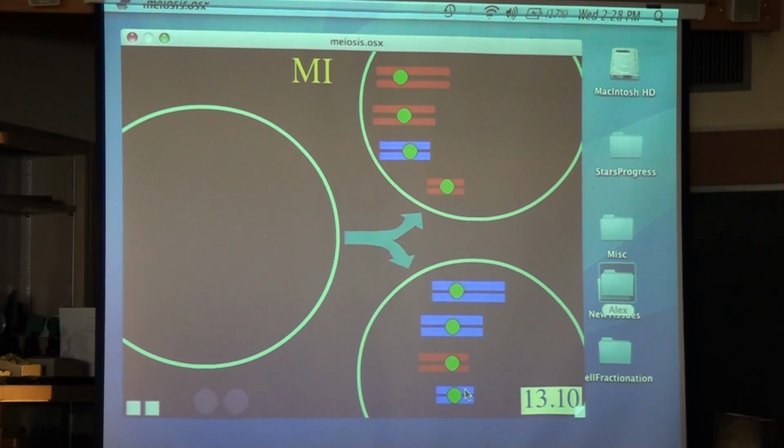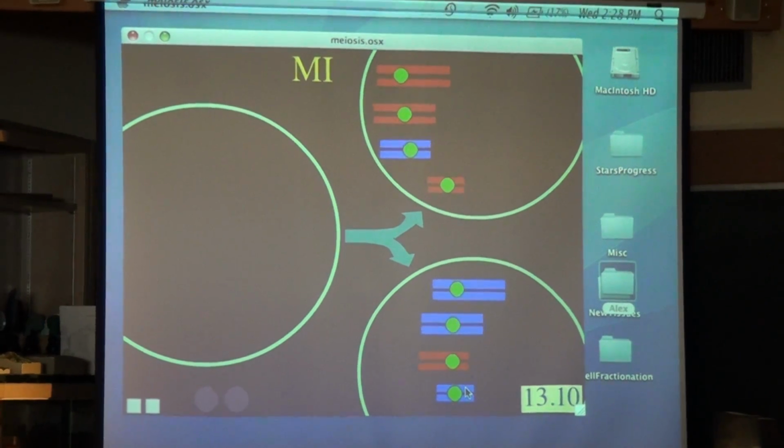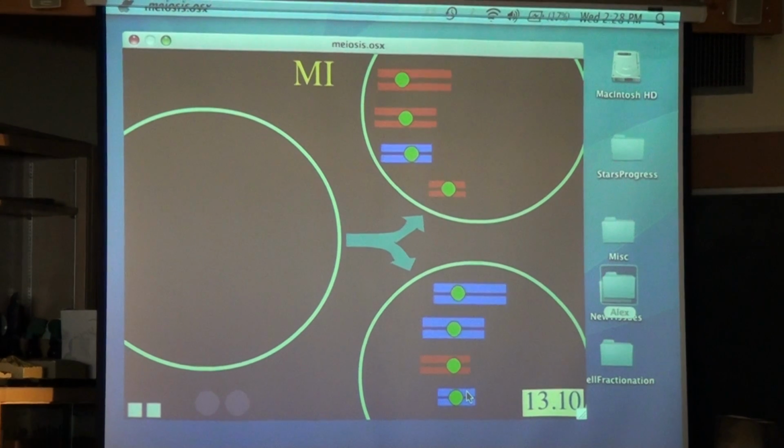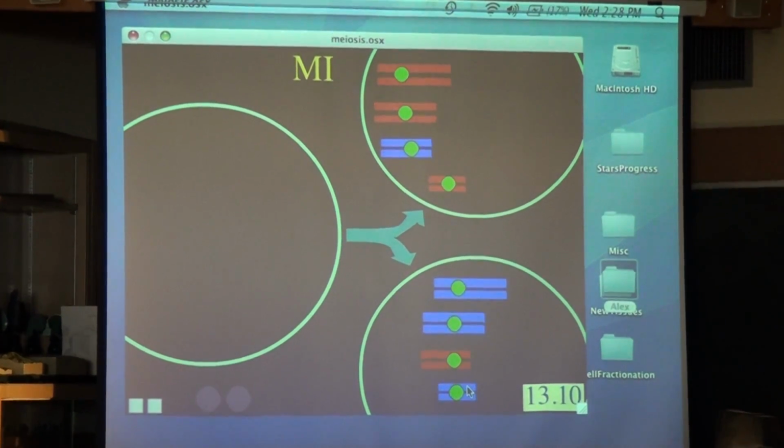And notice they have a mixture of your maternal and paternal genes. And if you look at the top sperm, we happen to get maternal chromosome number 1, maternal chromosome number 2, paternal chromosome number 3, maternal chromosome number 4, and the opposite one at the bottom. But you could have gotten something completely different.